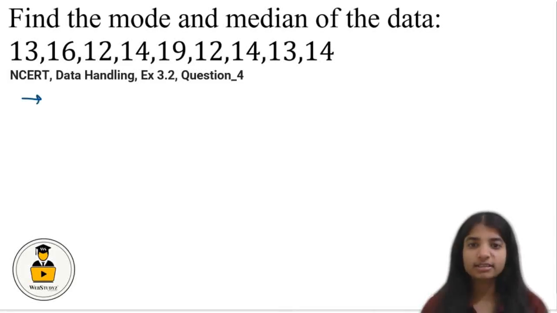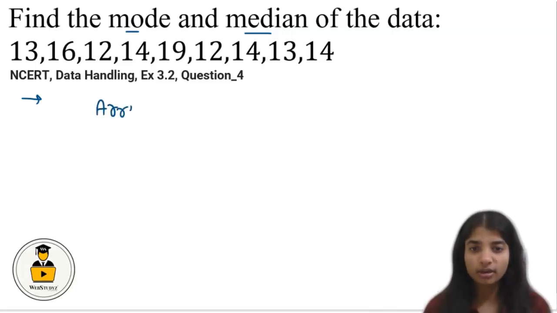Dear students, let's discuss the question. In this question, we have to find out the mode and the median of the data. Data is given here. So in order to find out the mode and median, we have to arrange the data in ascending order.